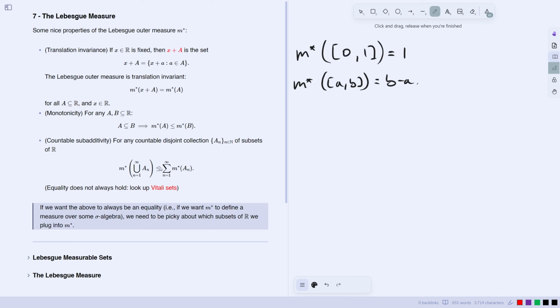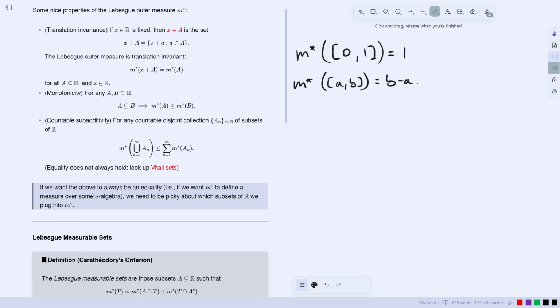If we want this to always be an equality, the solution is really simple, right? If we want M star, the Lebesgue outer measure, to define a measure over some sigma algebra, because in this case M star is defined over all the subsets of the real line, all we have to do is be picky about the subsets of R we plug into M star. So literally what we're going to do is just kick these sets out and not even act like they exist, so that we get equality here. But let's talk about how we do that a little bit rigorously.